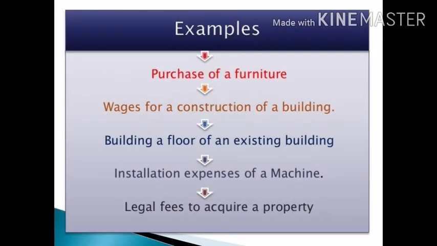Examples for your better understanding: purchase of furniture, wages for the construction of a building, building a floor for an existing building, installation expenses of a machine, and legal fee to acquire a property. So these are the examples of capital expenditure.